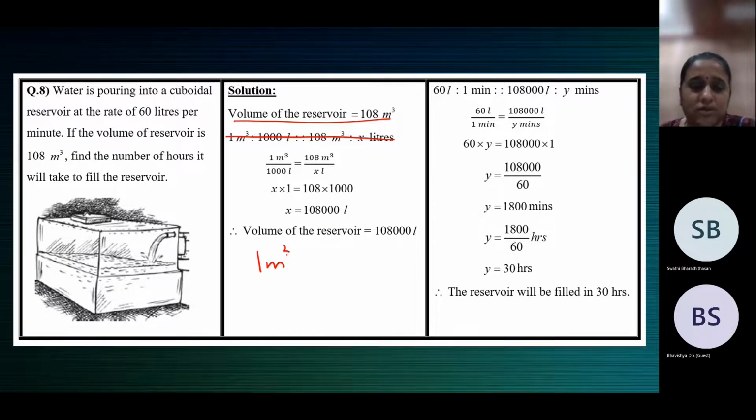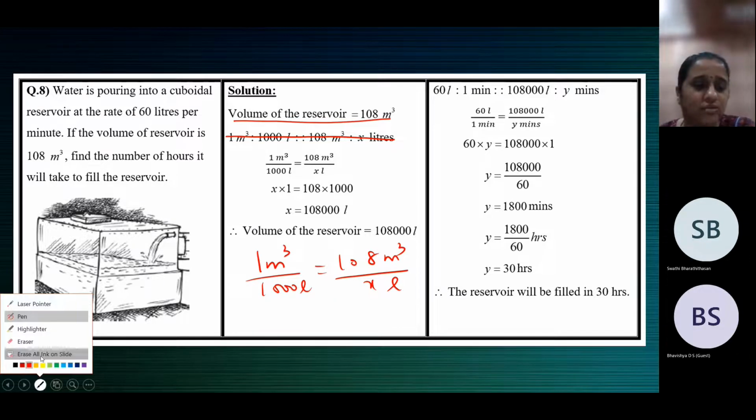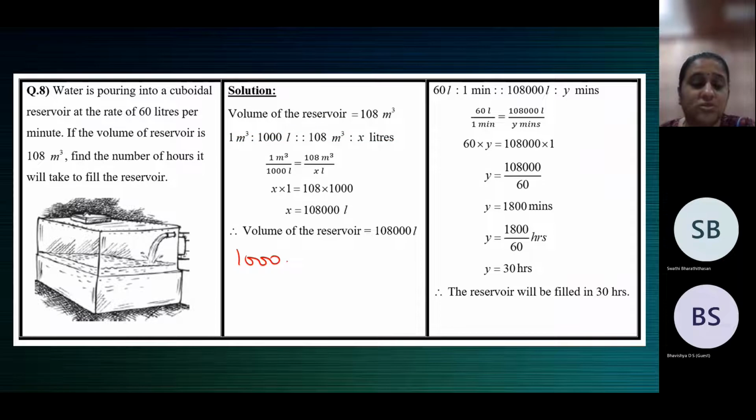1 meter cubed is 1000 liters. 108 meter cubed is how many liters? X liters. I've told you this. You can also write it like this: 1000 liters is 1 meter cube. Like this also you can write. 1000 liters is 1 meter cube. Then how many liters is 108 meter cube?